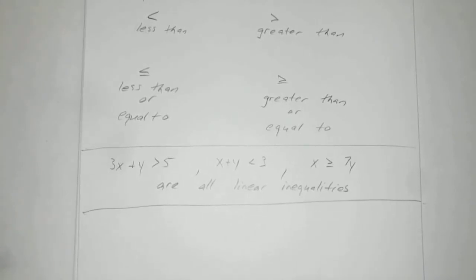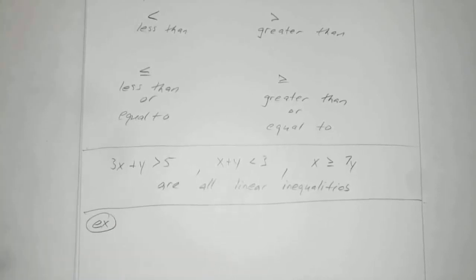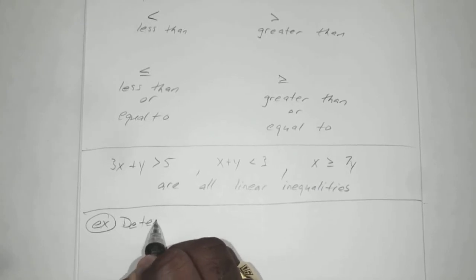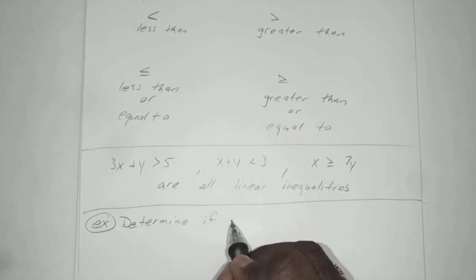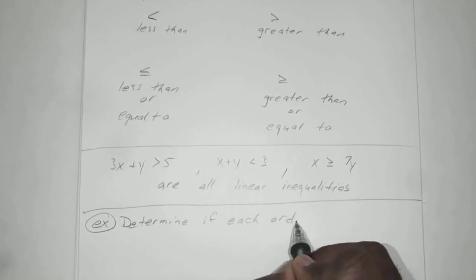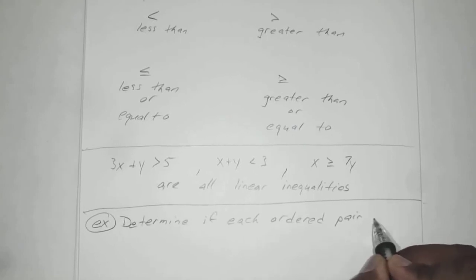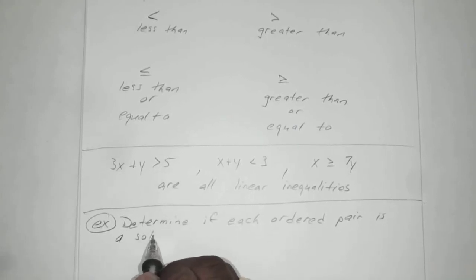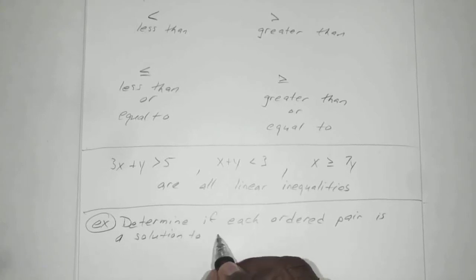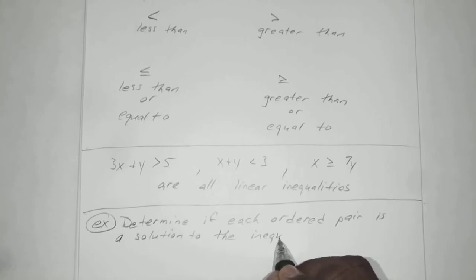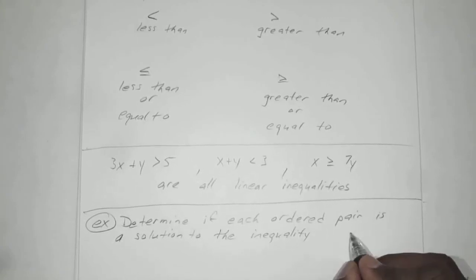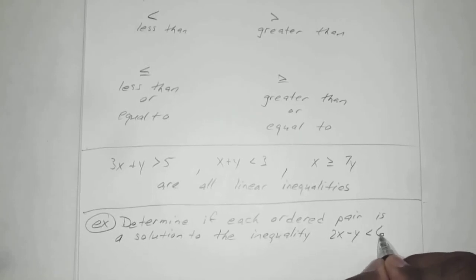Okay. Now the same way you get an ordered pair to find out if a linear equation is true, you plug in x and then plug in the y, and if it's true, you know it's a solution. It's the same thing for linear inequalities. If you plug in your x and y, you just want to make sure it's true. So let's say, for example, determine if each ordered pair is a solution to the inequality, say 2x minus y is less than 6.